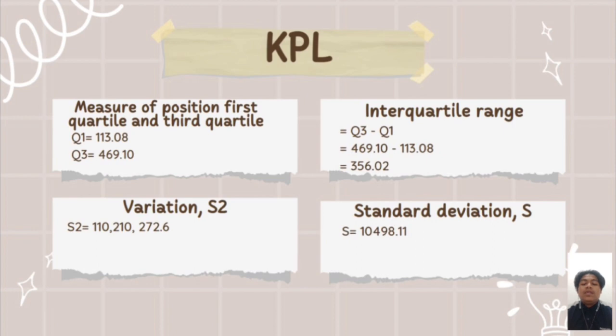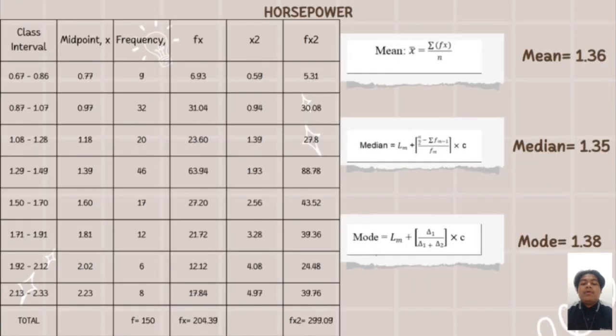The last measure is measure of variance. The formula of variance is s squared equals 1 divided by 150 minus 1 multiplied by total of fx squared minus total fx in brackets squared divided by n. So, the variance for kpl is 110,210,272.6. The formula of standard deviation is s equals square root of s squared. And the standard deviation for kpl is 10,498.11.